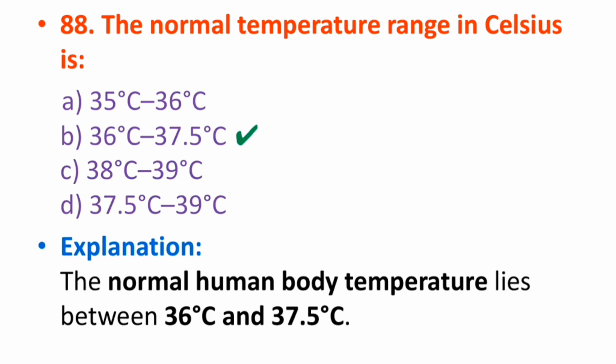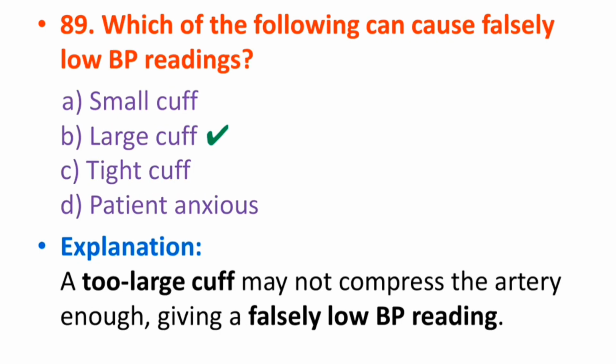The normal temperature range in Celsius is option A, 35 degree Celsius to 36 degree Celsius, option B, 36 to 37.5 degree Celsius, option C, 38 degree to 39 degree Celsius, option D, 37.5 to 39 degree Celsius. The correct answer is option B. The normal human body temperature is 36 to 37.5 degrees Celsius.